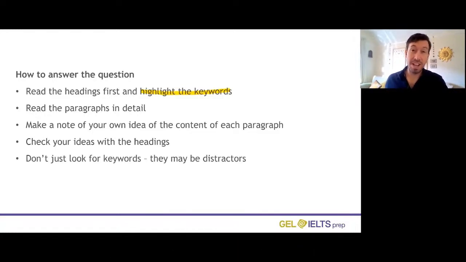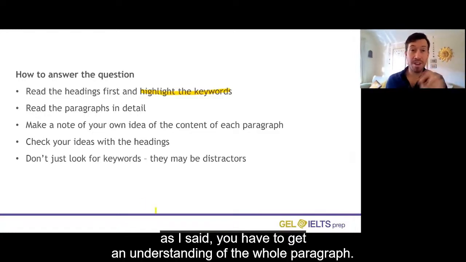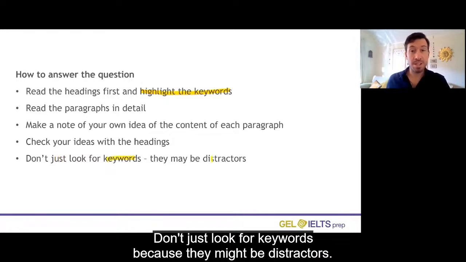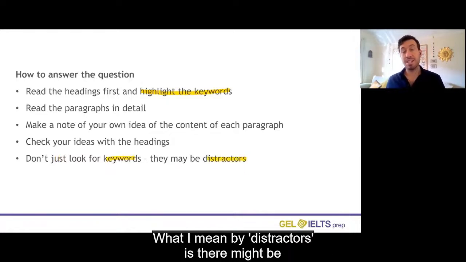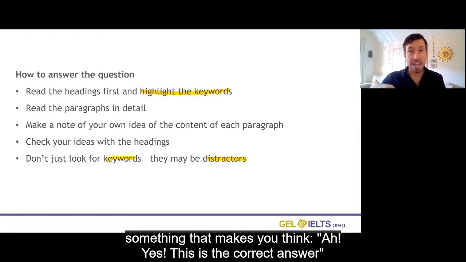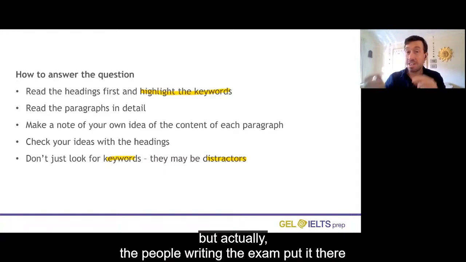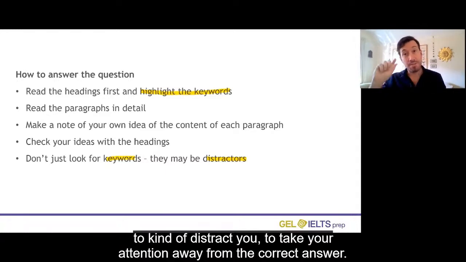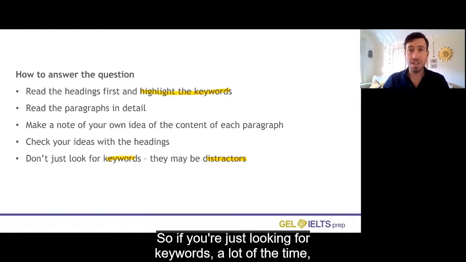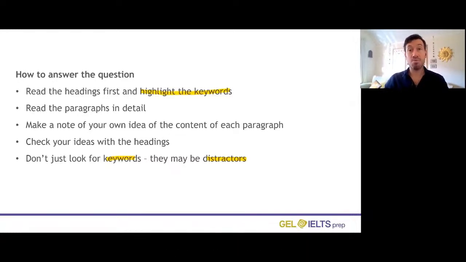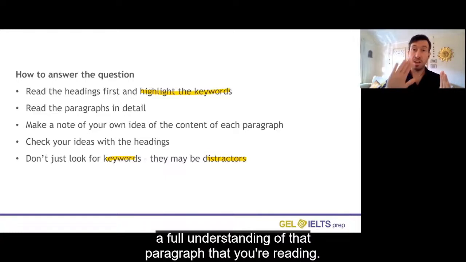And it's really important, as I said, you have to get an understanding of the whole paragraph. Don't just look for keywords because they might be distractors. What I mean by distractors is they might be something that makes you think, yes, this is the correct answer. But actually, the people writing the exam put it there to kind of distract you, to take your attention away from the correct answer. So if you're just looking for keywords, a lot of the time you'll make a mistake. And it's really, really important that you try to get a full understanding of that paragraph that you're reading.